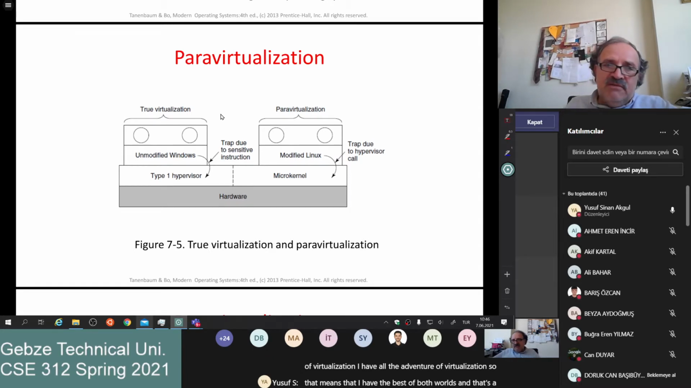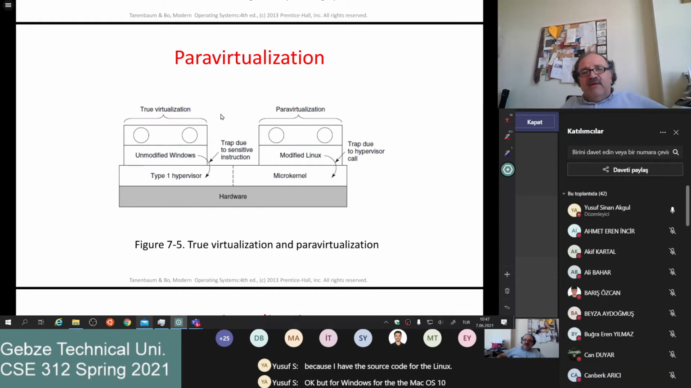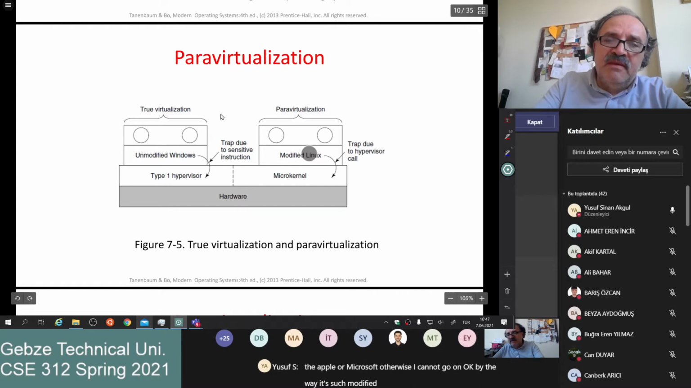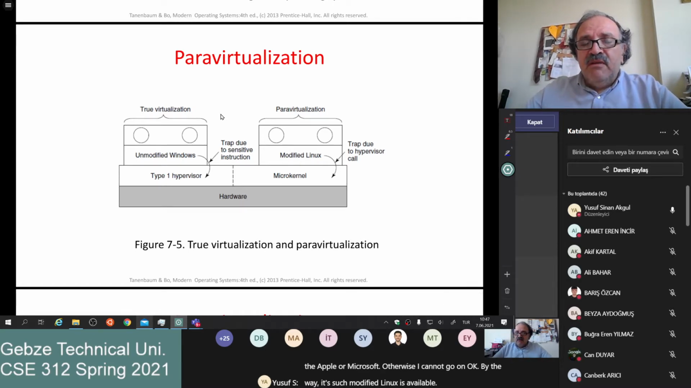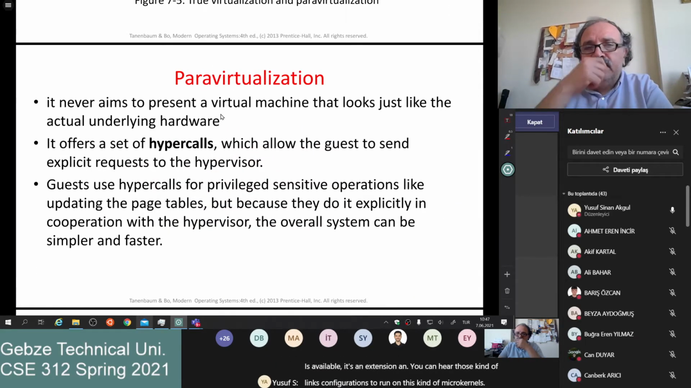What is the downside? The downside is you will need this modified Linux. You will need modified Windows. You will need modified operating systems. There is no problem with Linux because I have the source code for Linux. But for Windows and Mac OS 10, I need help from Apple or Microsoft. Otherwise, I cannot go on. By the way, such modified Linux is available. It's an extension, and you can have those kinds of Linux configurations to run on these kinds of microkernels. So that's what we do with para-virtualization.